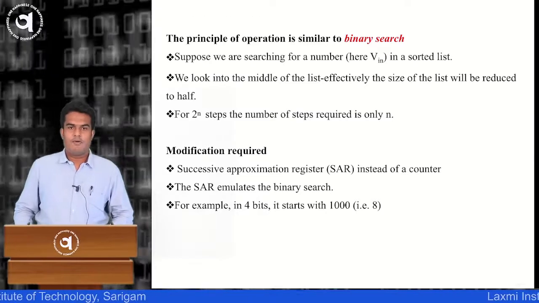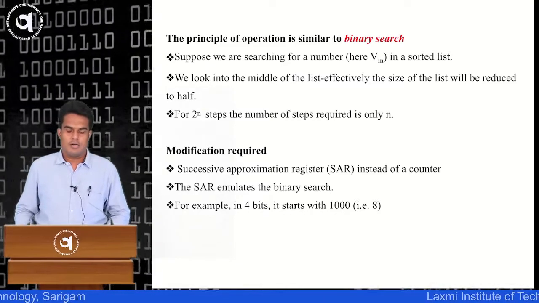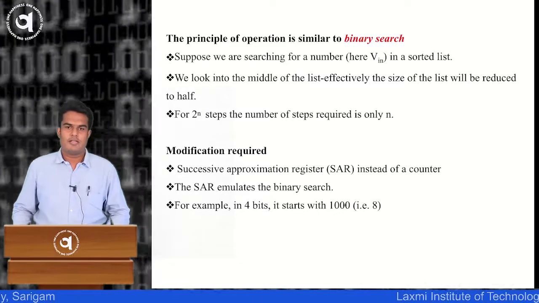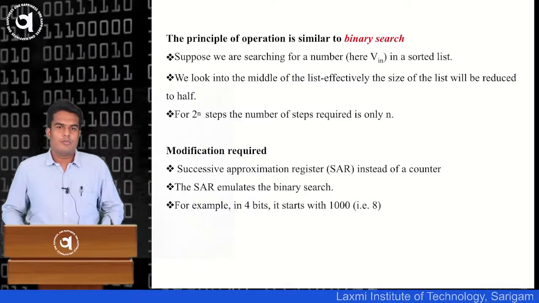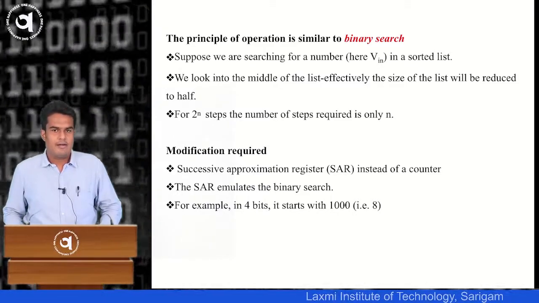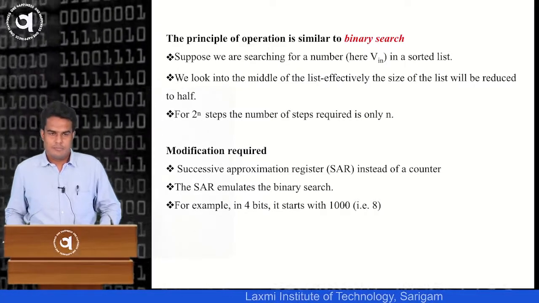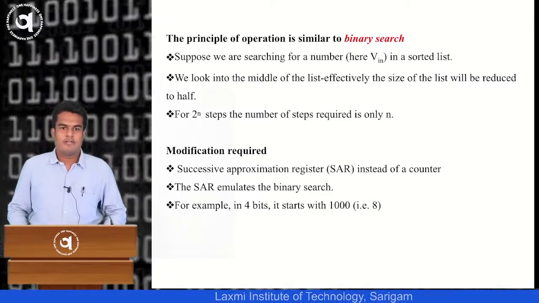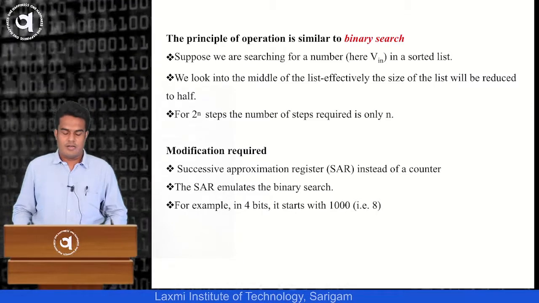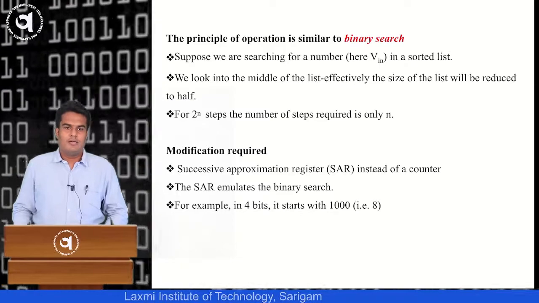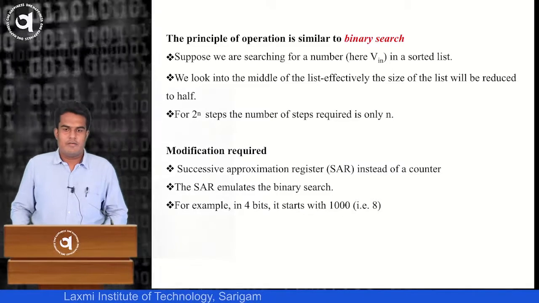The principle of operation is similar to binary search. Suppose we are searching for a number, here the given input voltage V in, in a sorted list. We look into the middle of the list, and the size of the list is effectively reduced to half. How it occurs we will see in our next slide. The modification required for this kind of ADC is a successive approximation register, as we have seen in our block diagram. For example, we will take a 4-bit input and see how it works.